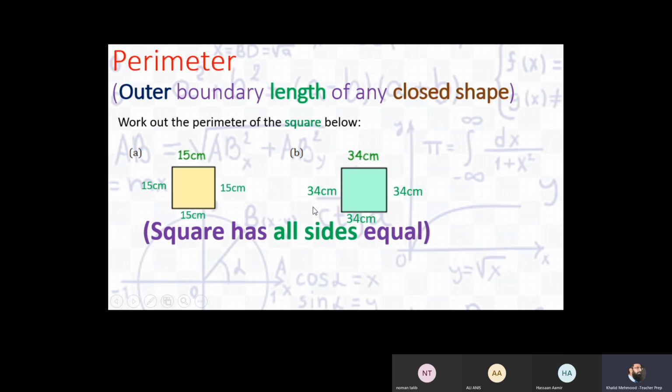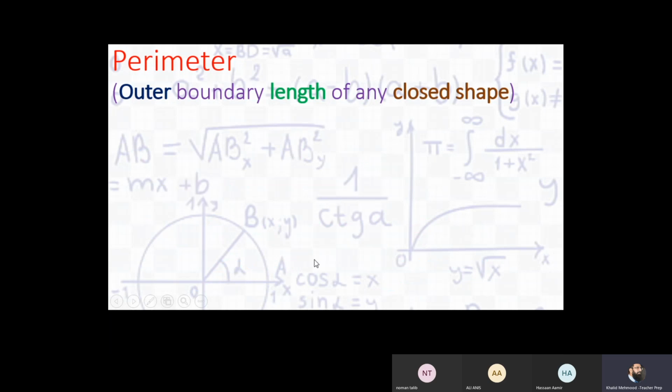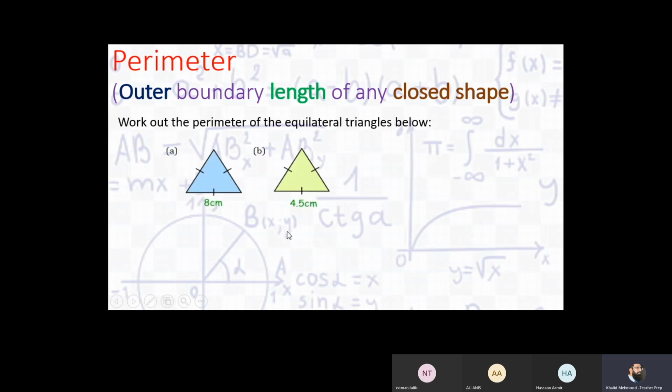Similarly, if this was 34, then the rest of the sides are 34 as well. So for this part A, the perimeter is 15 plus 15 plus 15 plus 15, 4 times 15, and this is equal to 60 centimeters. And this one is 34 plus 34, 4 times 34, or 136 centimeters.